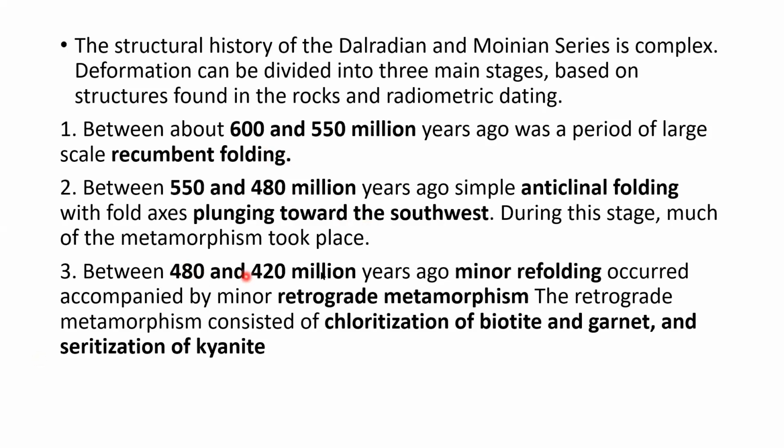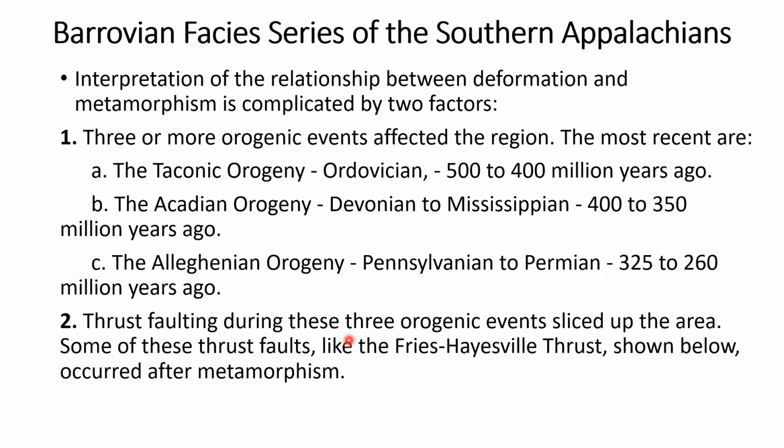So between 480 to 420 million years ago, the minor refolding occurred, accompanied by retrograde metamorphism, and the retrograde metamorphism consists of the chloritization of the biotite and the garnet and the sericitization of the kyanite grade. मतलब कि biotite grade किसमें बन गया? Chlorite grade में बन गया. तो higher grade to lower grade आ गया ना. So ये retrograde metamorphism का एक example है. ठीक है. Monian and Dalradian facies series में last में retrograde metamorphism भी हुआ.